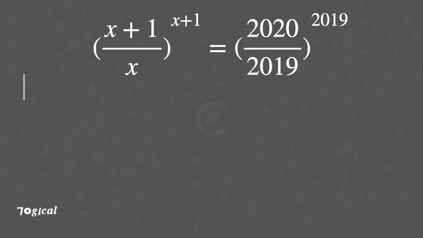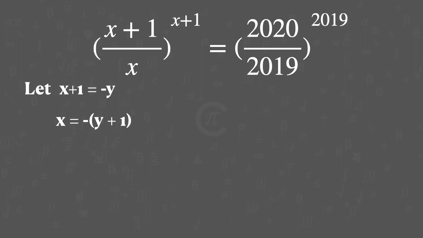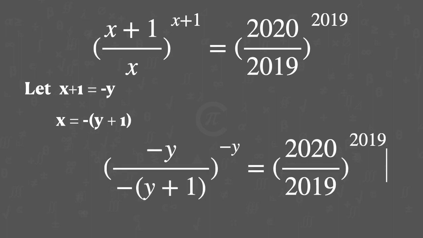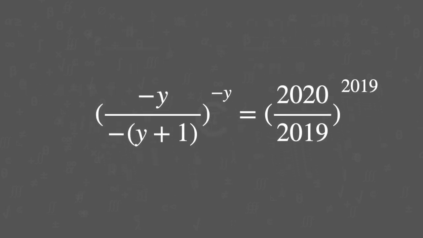Now let x + 1 equals minus y, then x equals minus y minus 1. On taking minus common from the right side, we have x equals minus of (y + 1). On replacing the values, we have (minus y upon minus of (y + 1)) to the whole power minus y, which equals (2020/2019)^2019.